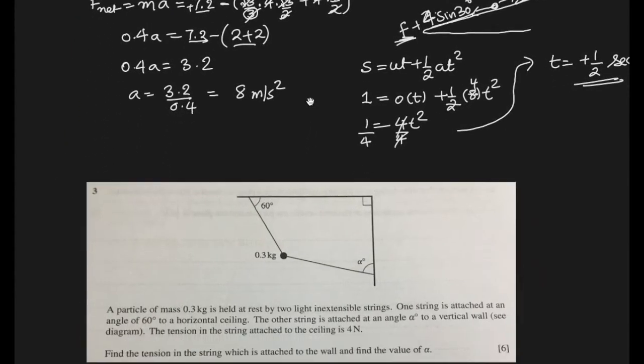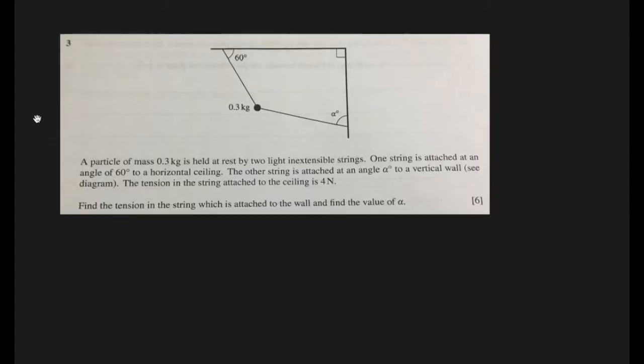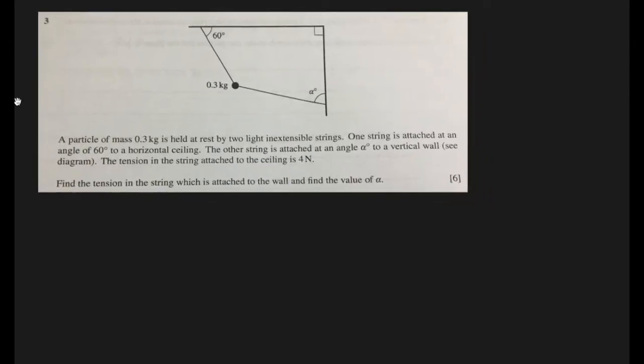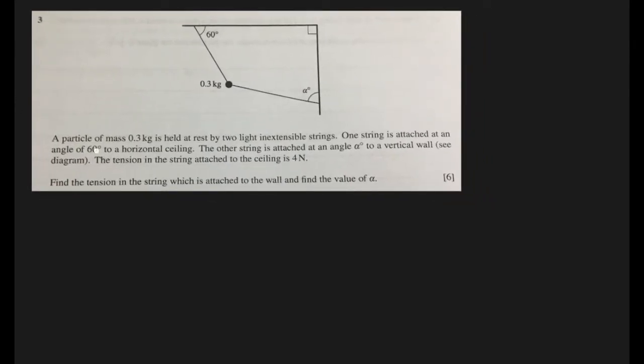Okay. Question number 3. Question number 3 has this setup. A particle of mass 0.3 kg. Let me draw it here. The weight of this 0.3 kg will be 3 newtons, right? 0.3 multiplied by 10, is held at rest by 2 light inextensible strings. This is string, this is one string. One string is attached to the ceiling at 60 degrees.